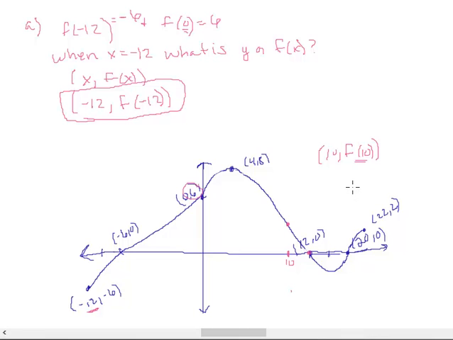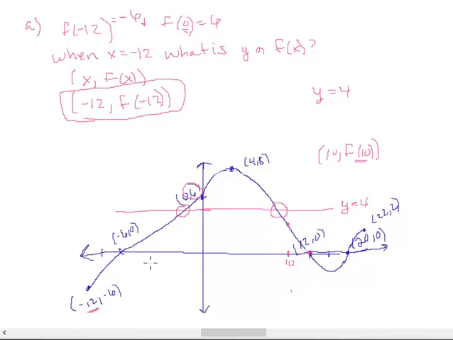Okay, letter C. How often does the line y equals 4 intersect the graph? Well, remember, what does y equals 4 look like? Y equals 4 means every point on the graph has a y value of 4. So it is a horizontal line through 4 on the y-axis. So y equals 4 would be this line. That means that every point on that line has a y value of 4. And it intersects the graph in 2 places.